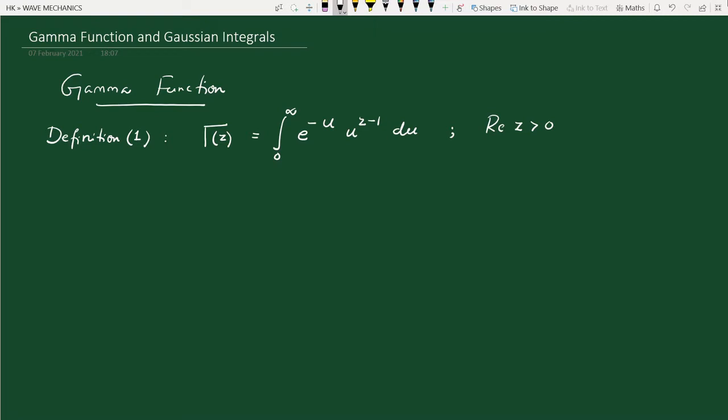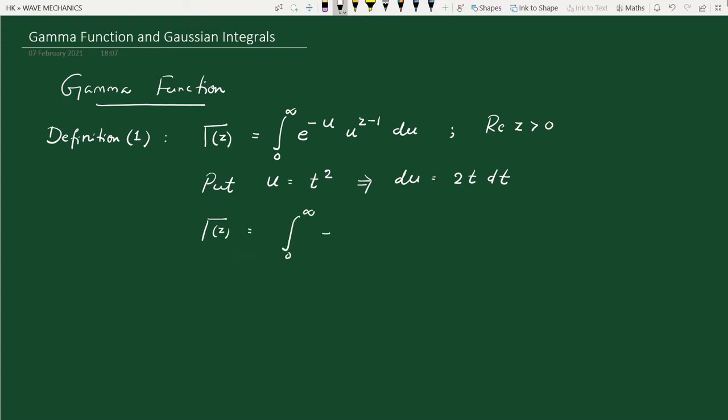We can have a slightly changed form. Let me use a change of variable. Put u equal to t square. Okay, so this gives du equal to 2t dt. The limits will not change: when u varies from 0 to infinity, t also varies from 0 to infinity. So the limits are the same.